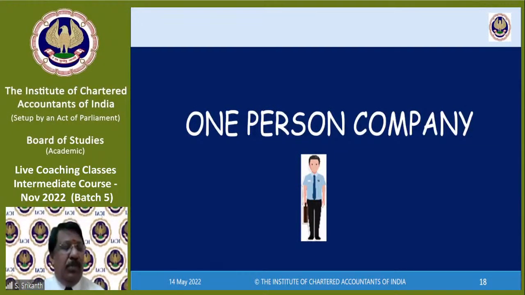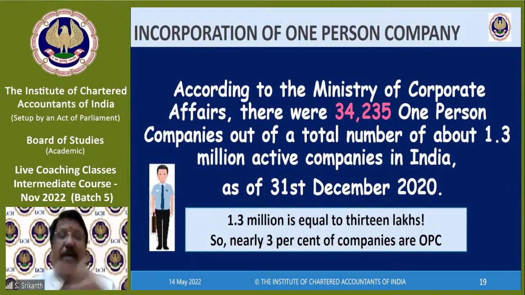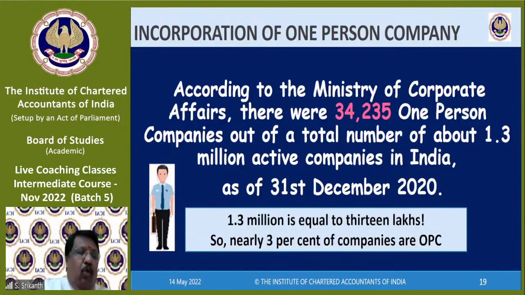Now we go to the one-person company, OPC. Quickly. As of 31st December 2020, I have not updated it, and I don't think MCA has either. As of 31/12/2020, there were 34,235 one-person companies out of 1.3 million, that is 13 lakh, active companies, almost 3%. It's quite huge. 3% of the companies are OPC.